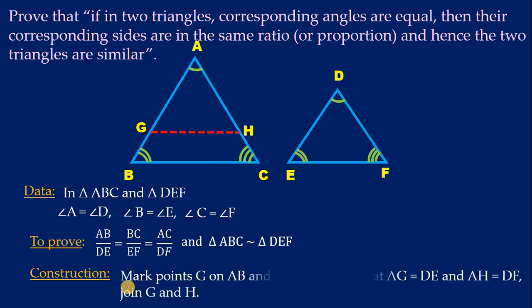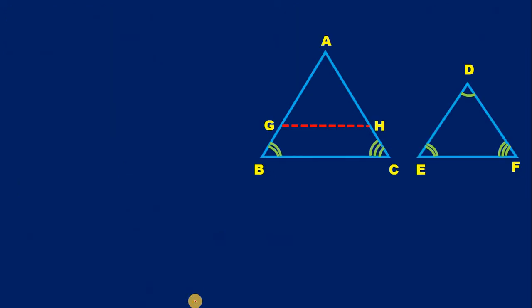So let us write up the construction. As I said, mark points G on AB and H on AC such that AG should be equal to DE and AH must equal DF, and then join G and H. Next, let us move on to the last step, proof.